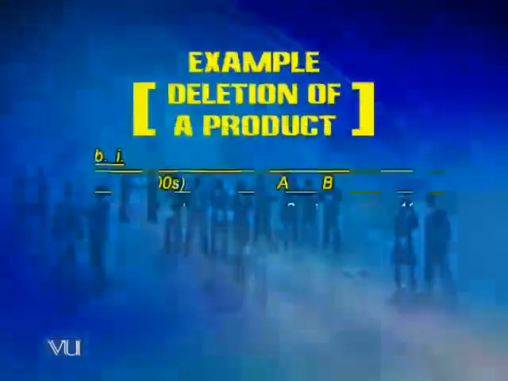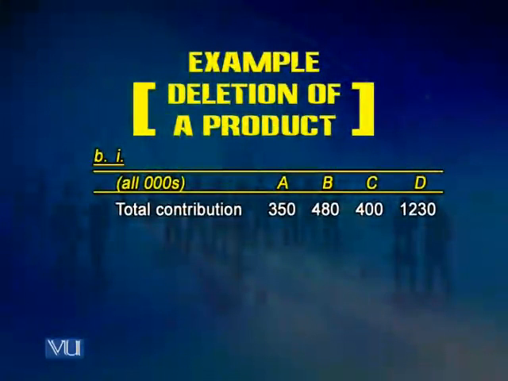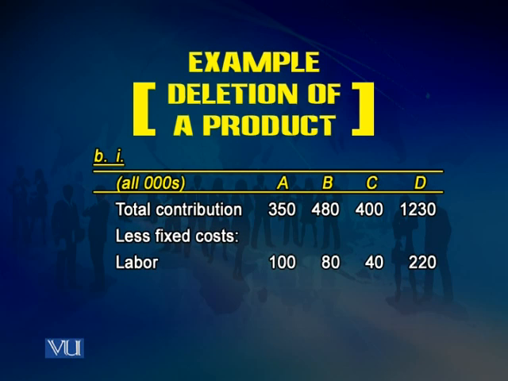We have looked at a statement that provided information on per unit basis. Now we are going to look at a statement that is going to provide information on the total contribution basis. On the total contribution basis, for all three products A, B, and C, total contribution is 350, 480, 400, a total of 1230, less fixed costs, labor 100, B 80, and C 40, total of 220, and for administration, A is 300, B 360, C 240, total of 900.